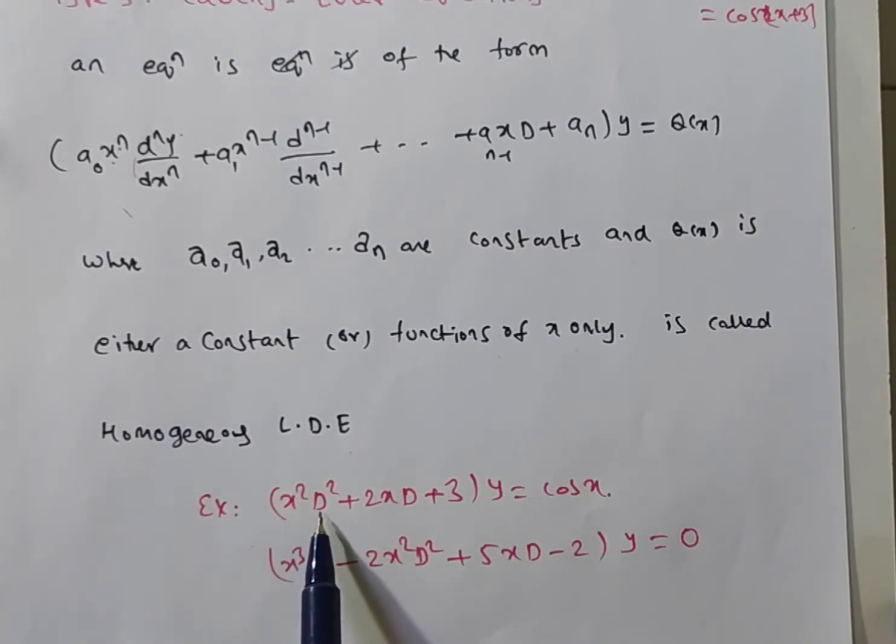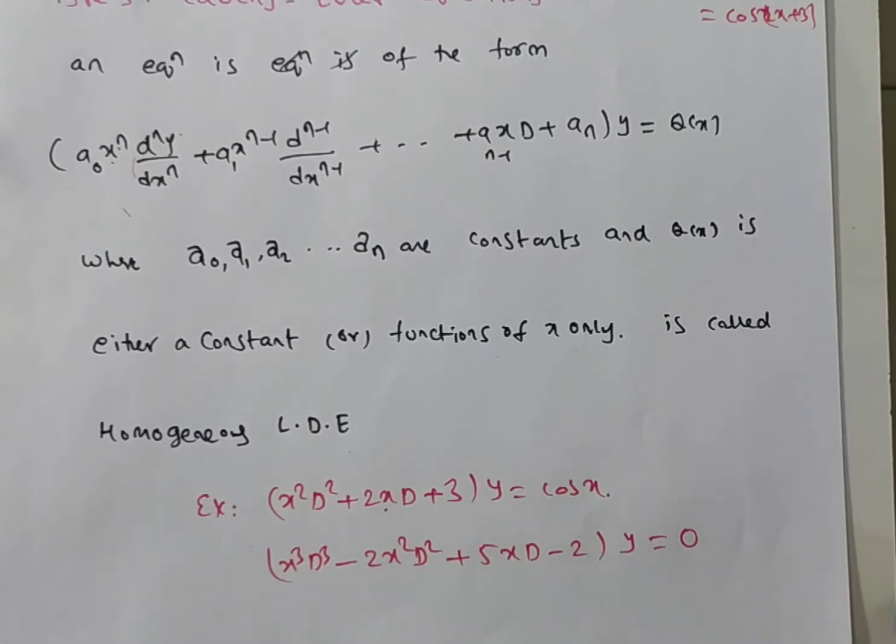and the order of the derivative, index of x and order of the derivative, are the same. Here also the index of x is 3, the order of the derivative is 3. Index of x is 2, the order of the derivative is 2. Index of x is 1, the order of the derivative is 1. So you can say these are examples of the Cauchy-Euler equations.